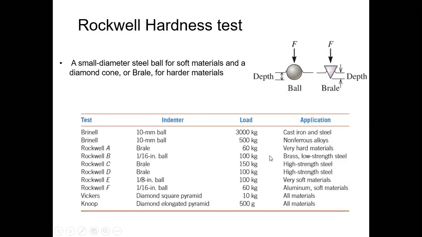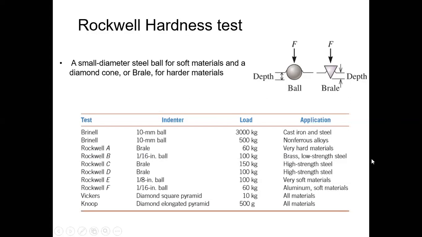For example, in this Rockwell A, it can be used for very hard materials. So you can apply a load of 60 kilonewton and you can use a Brale indenter, this type of Brale. Or else for high strength steel, this type of load you may need to apply again with the Brale or like that.